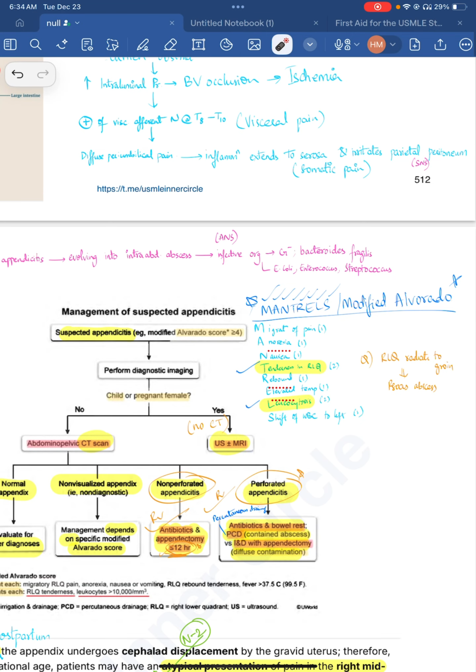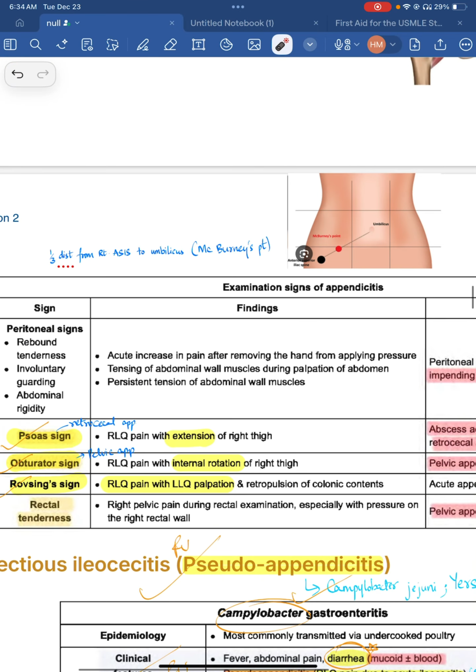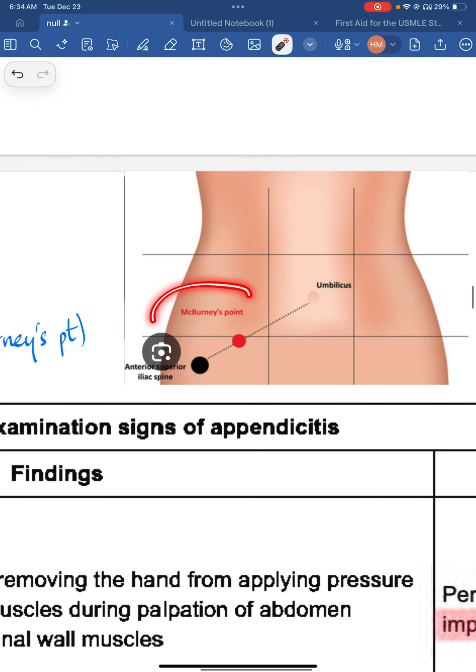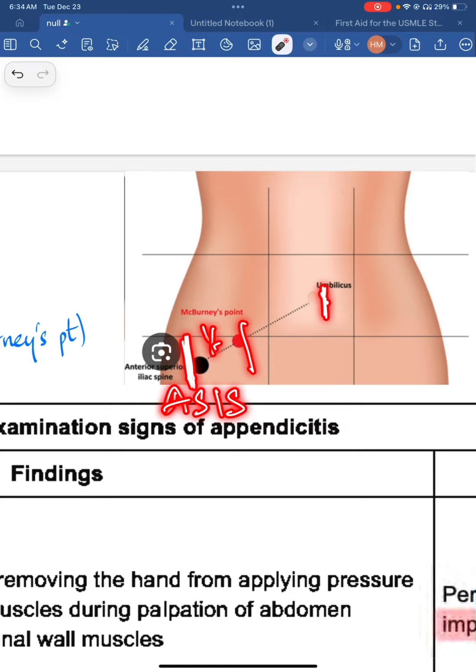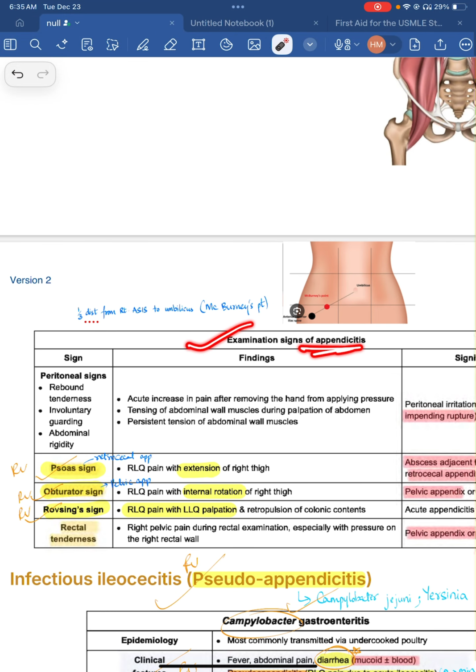Before we progress to the diagnostic imaging part, we need to learn about a few signs in appendicitis. First, you need to know about the McBurney's point. What is McBurney's point? You have your anterior superior iliac spine over here and umbilicus over here. So the one-third distance between this umbilicus and anterior superior iliac spine, this is the region which is called McBurney's point. Now let's check the signs of appendicitis.